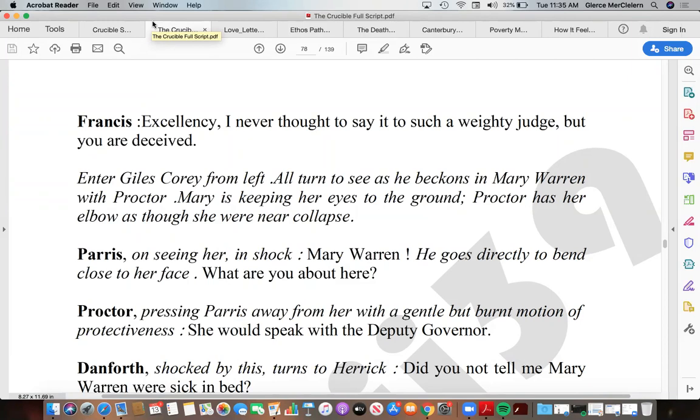That's okay. So we've got Giles, Mary Warren, and Proctor coming in, and Proctor has her elbow as though she were near collapse. He's kind of guiding her, not forcing her to be here, but trying to make sure she does and says the right thing.